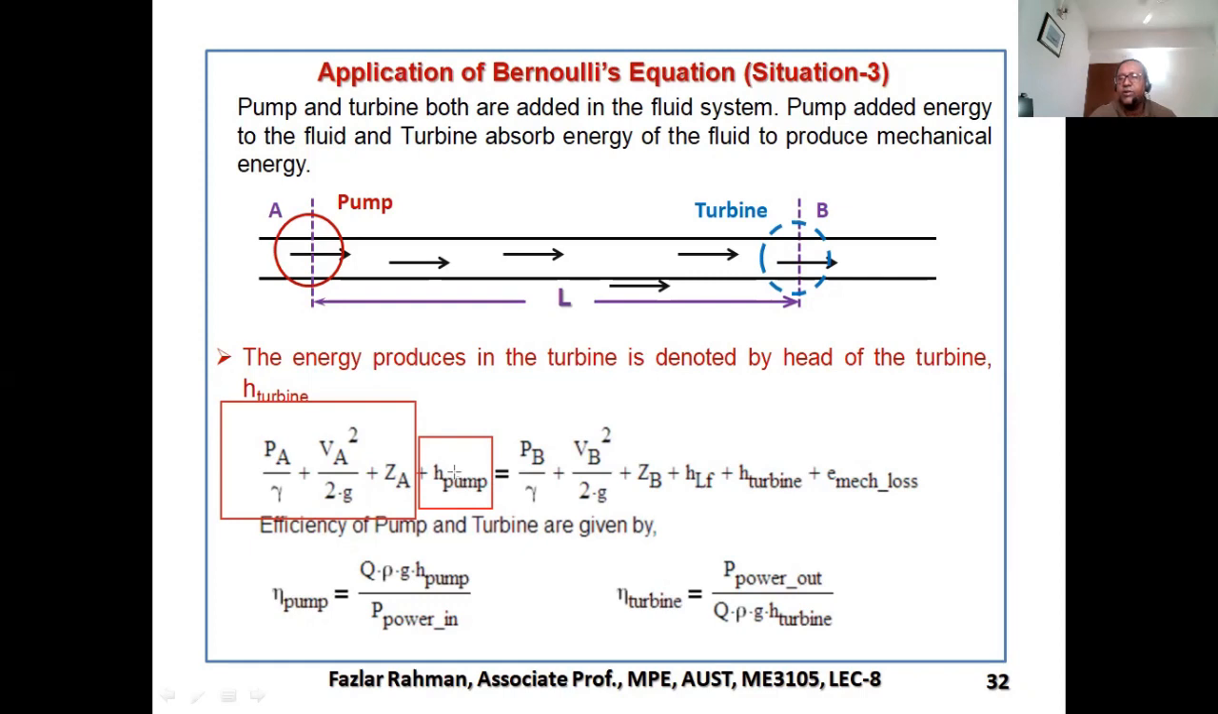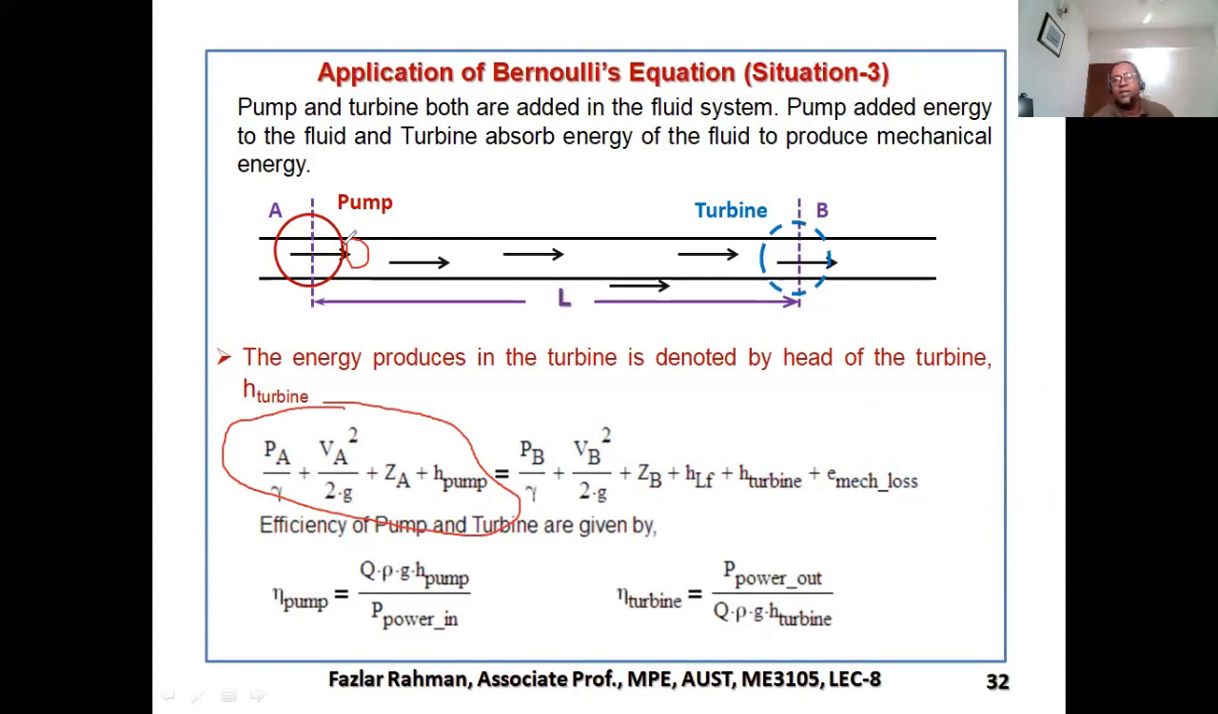And what is the unit of H pump? Same as the unit of the head. P by gamma equals what? We learned that for P by gamma, P equals H rho g, and gamma equals rho g. So ultimately what are we getting? Only H. So right over here, the fluid will have this much energy. Then it moves toward point B.